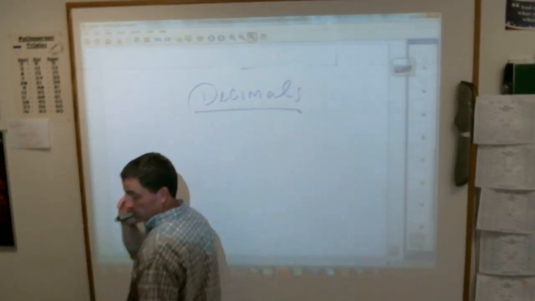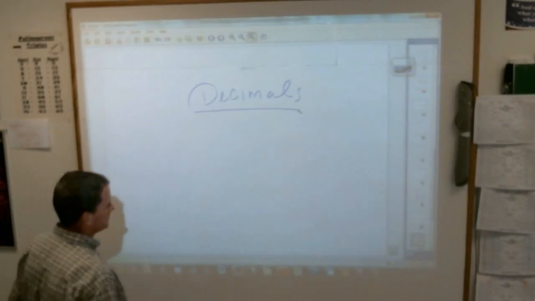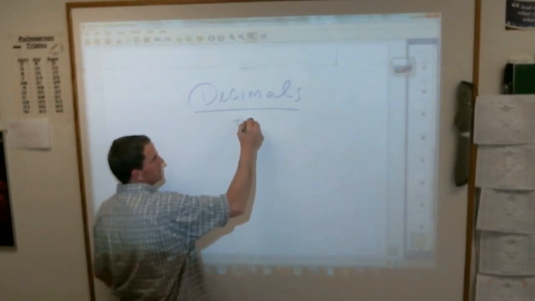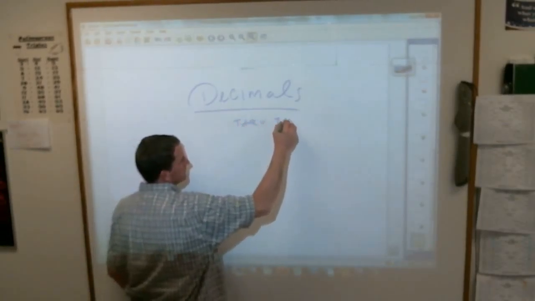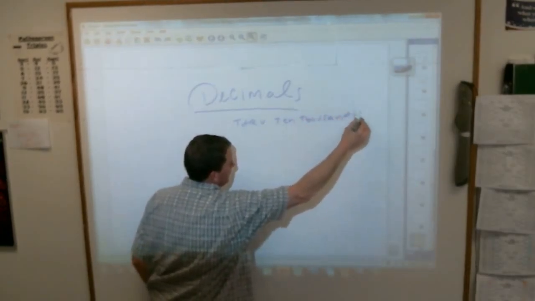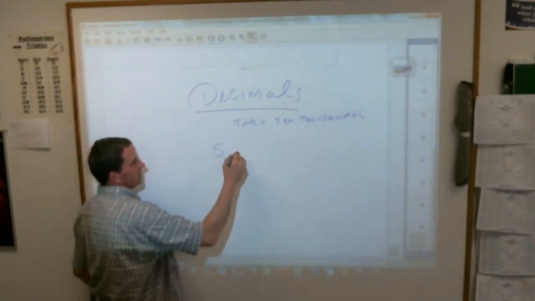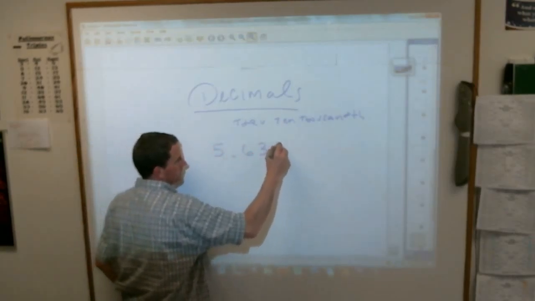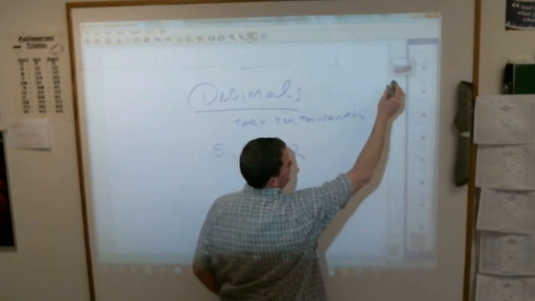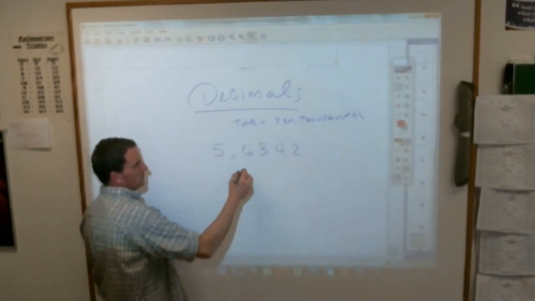Just a couple things, and we're looking at decimals now that go through the 10,000ths. Make sure that if you have this decimal number here, 6, 3, 4, 2, that 2 is in the 10,000ths place. Make sure you know this.